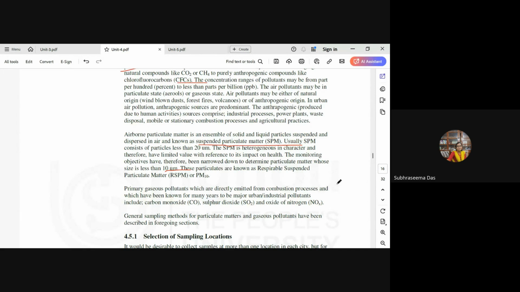So these particles are now called respirable suspended particulate matter, that is RSPM or PM10, that is particulate matter 10 micron. These are particularly harmful to us because they get stuck in the lungs and cause further damage to the human body.